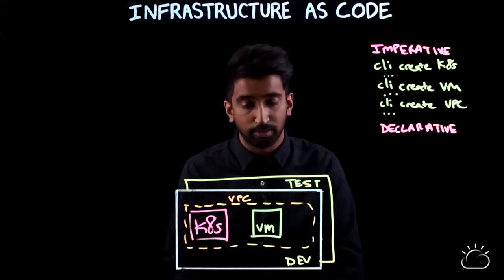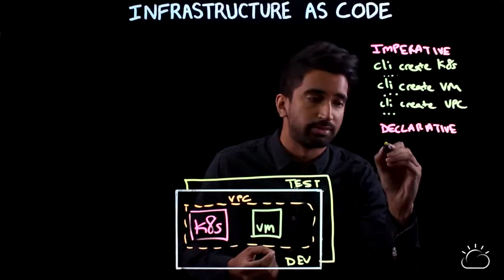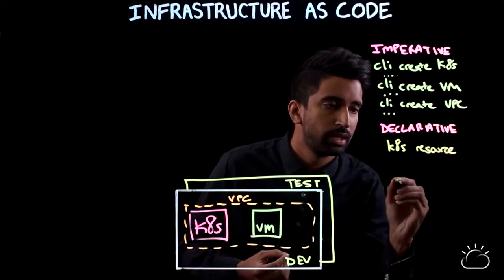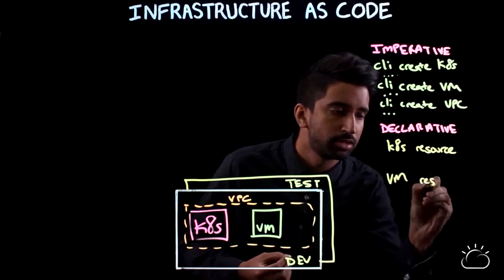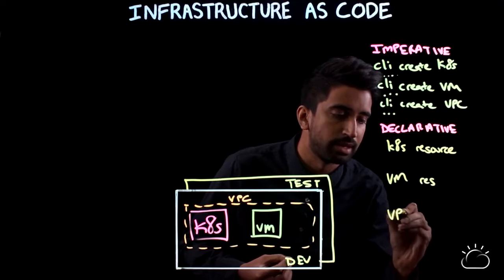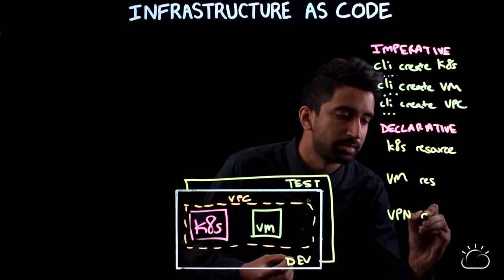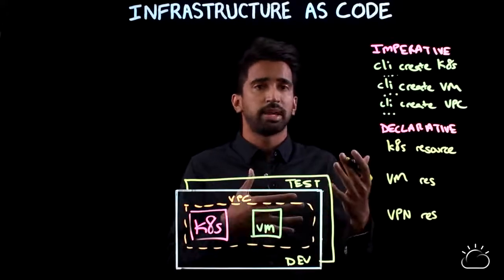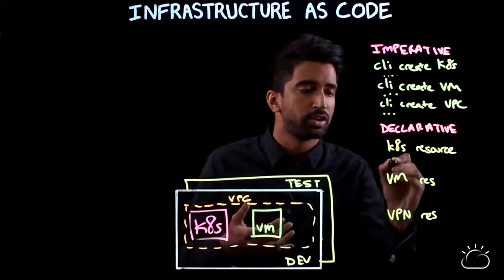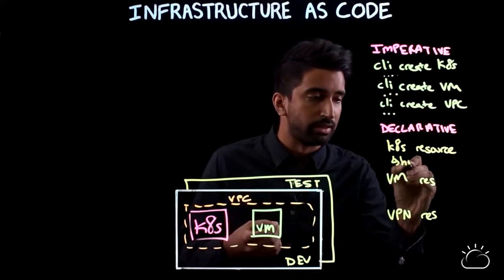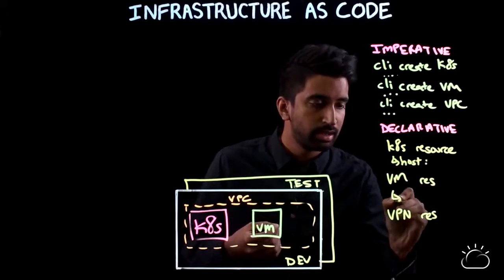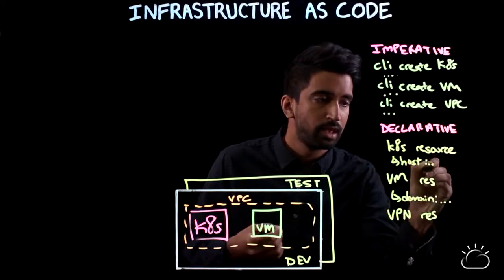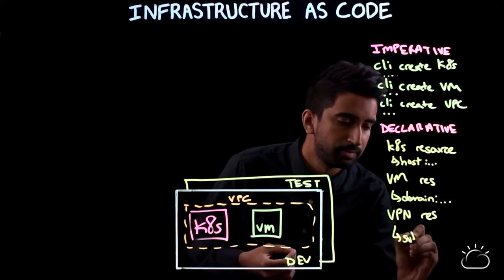So in this example, maybe you would do something like define a Kubernetes resource and a VM resource, as well as a VPC resource. And another great thing about this, it's generally managed through just simple config maps. So if you wanted to do something like define a host, you could do that. Maybe a domain, or maybe even the subnets.